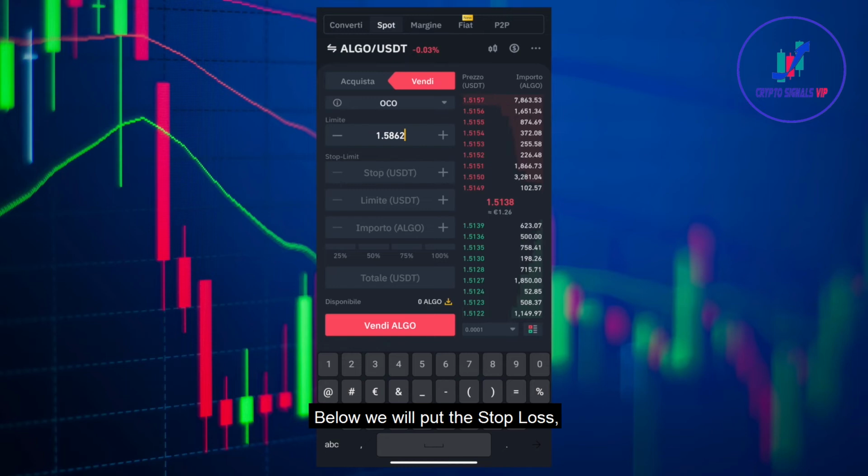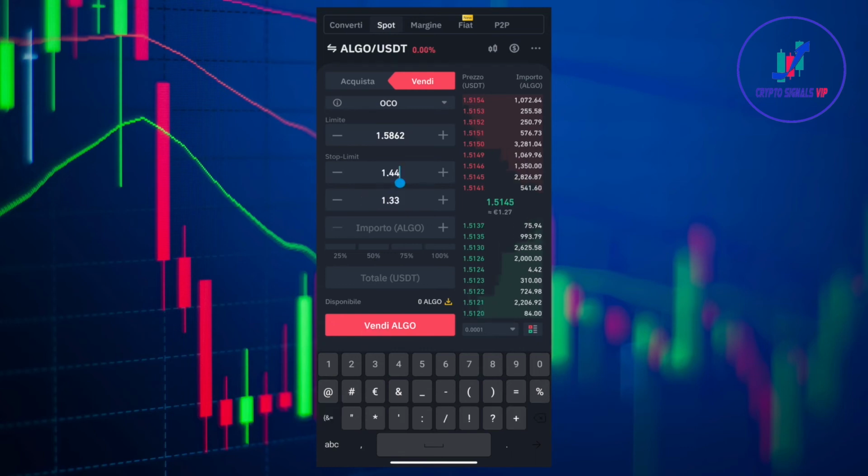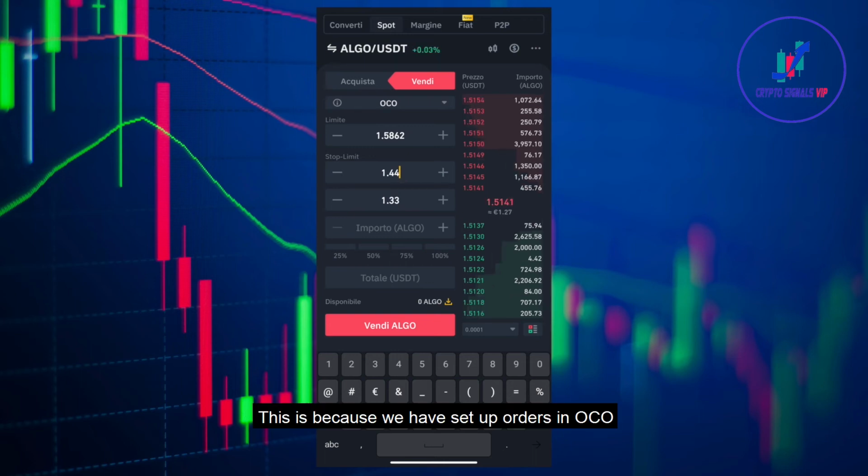Below, we will put the stop loss. Taking, for example, the previous signal, I put 1.44. And in the limit, I put 1.33, one decimal less than the stop limit we've put above. This is because we have set up orders in OCO.